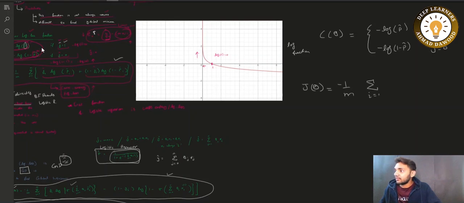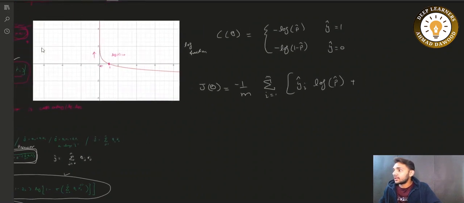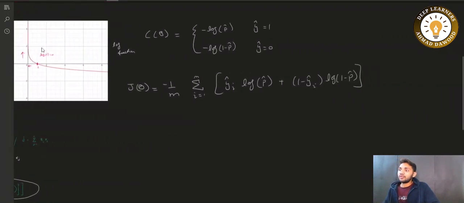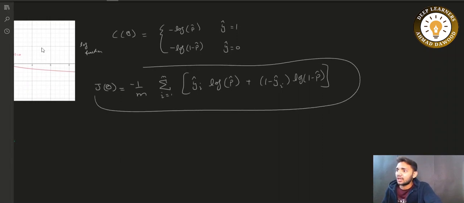Sigma i from 1 to m, y_i cap log p cap plus 1 minus y cap log 1 minus p cap, and that's it. Okay, your cost function will be this. You can consider that cost function for all the data points or data instances, and when you put the values here, you can also get the idea how these are achieved.